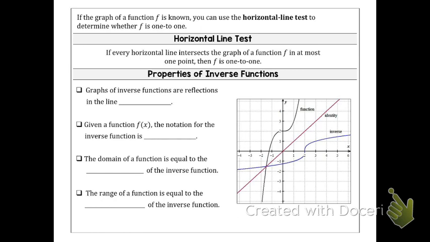All right, so properties of inverse functions. Graphs of inverse functions are reflections in the line y equals x. So if you graph a function and you graph its inverse and you graph the line y equals x, you'll see that the two functions are reflections across that line y equals x. Given a function f of x, the notation for the inverse function looks like f raised to the -1 of x, but that's read the inverse of f of x.